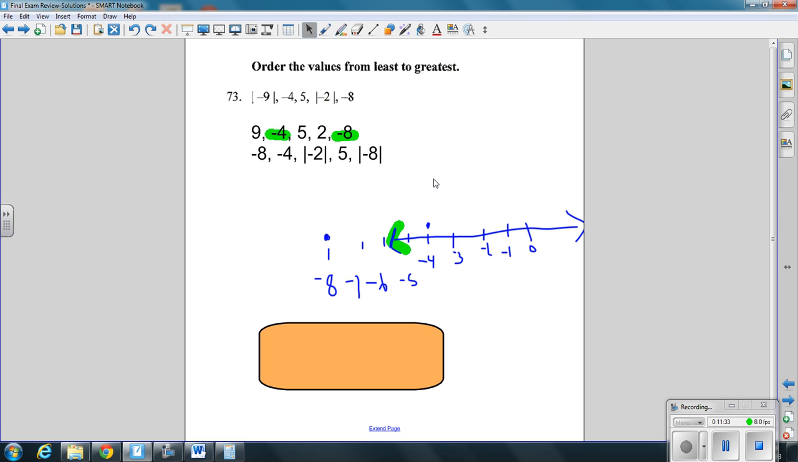Did I make a mistake here? Let's see. Negative 8, negative 8. Then we have negative 4. Then we have 2. Then we have, oh, this should be 9. Then we have 5. And this should be 9. Okay, there you have it. Sorry about that.